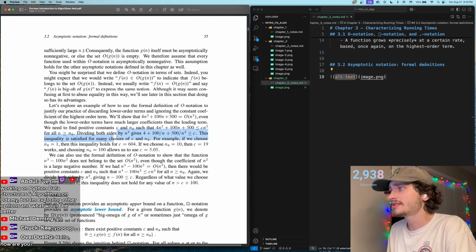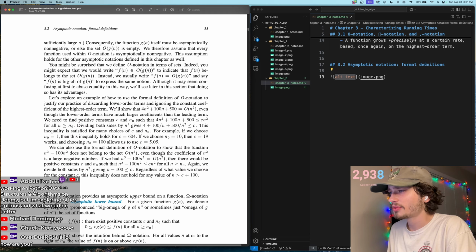Dividing both sides by n squared gives us this. This inequality is satisfied for many choices of c and n naught. For example, if we choose n naught to equal 1, then this inequality holds for c equal to 604. If we choose n naught equal to 10, then c equal to 19 works. And choosing n naught equal to 100 allows us to use a c equal to 5.05.